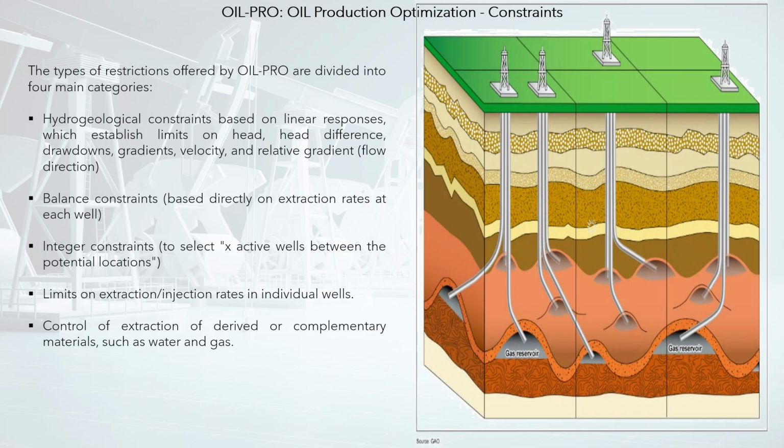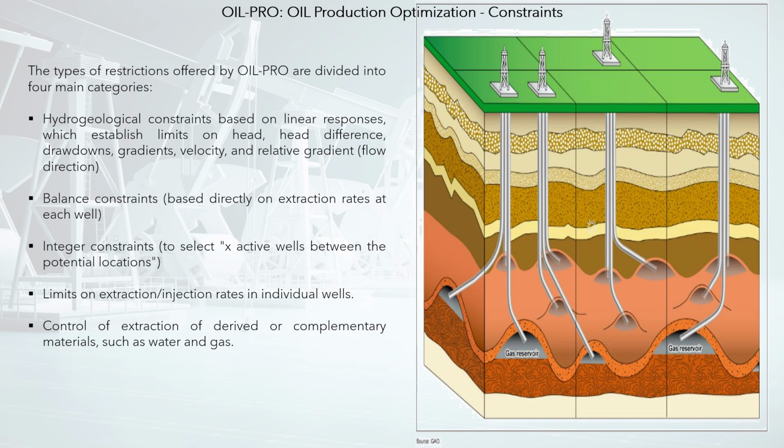The types of restrictions offered by OilPro are divided into four main categories. Hydrogeological constraints based on linear responses, which establish limits on head difference, drawdowns, gradients, velocity, and relative gradient or flow direction. Balance constraints, based directly on extraction rates at each well. Integer constraints, to select X active wells among the potential locations. Limits on extraction or injection rates in individual wells, and control of extraction of derived or complementary materials, such as water and gas.